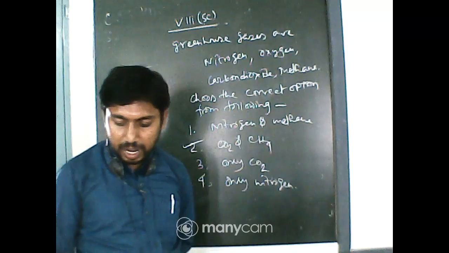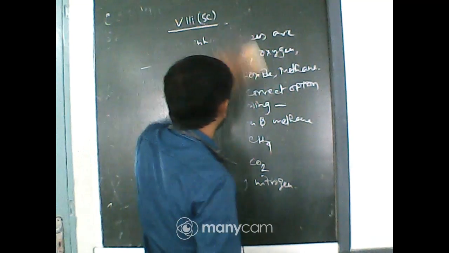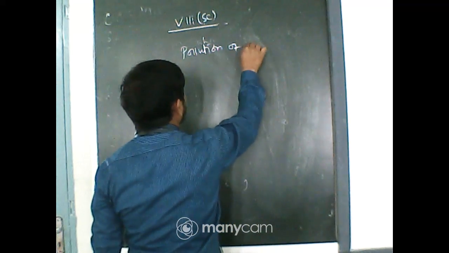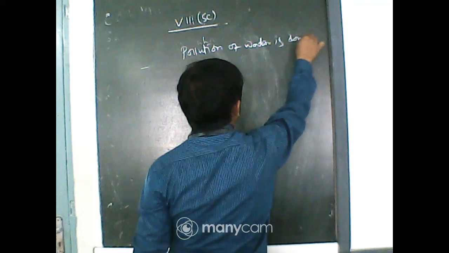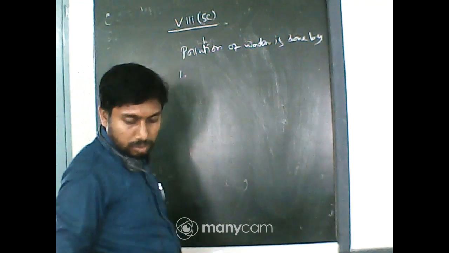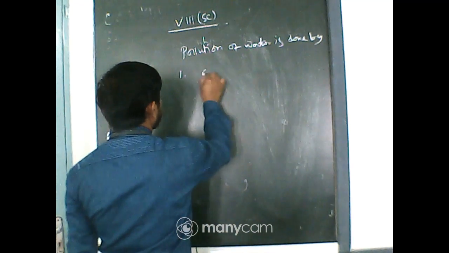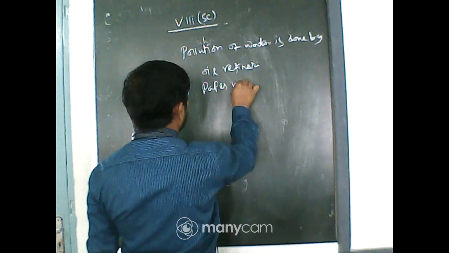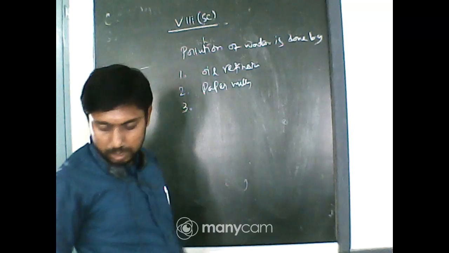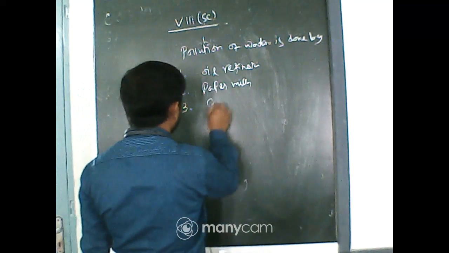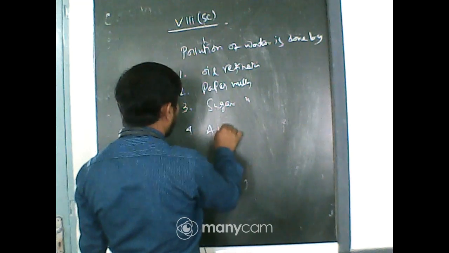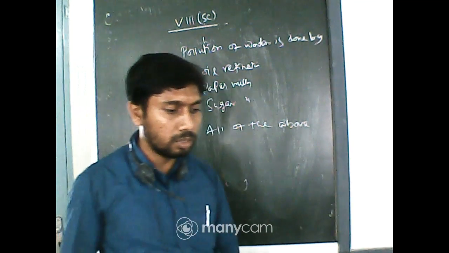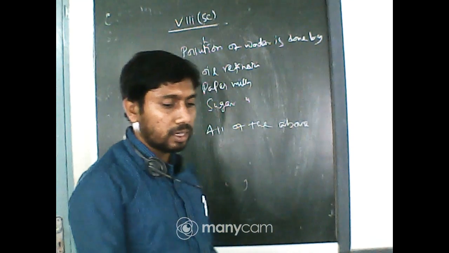Pollution of water is done by: number 1, oil refineries; number 2, paper mill; number 3, sugar mill; number 4, all of the above. Which option? Option 4. Everyone agrees with that?